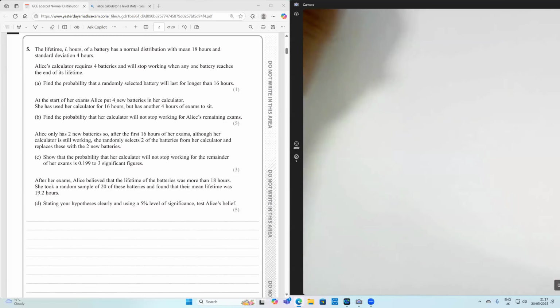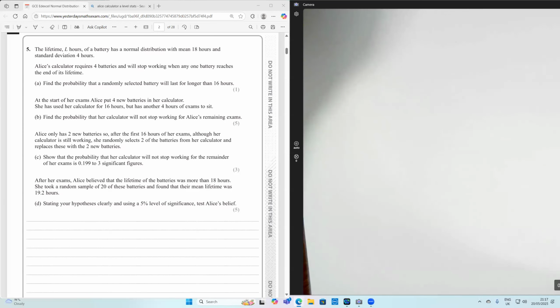So it says, after her exams, Alice believed that the lifetime of her batteries was in fact more than 18 hours. She took a random sample of 20 of these batteries, and she found that their mean lifetime was in fact 19.2 hours. Stating your hypothesis clearly and using a 5% level of significance, test Alice's belief for 5 marks. So this question is really worth quite a good number of marks, worth a good 14 marks, as you can see here. So very, very well worth getting these marks.